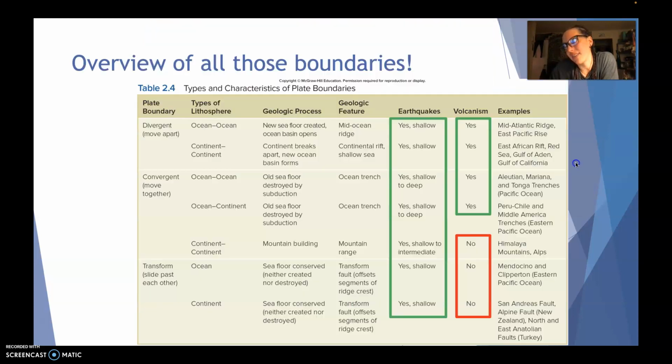The last thing I want to end us on real quick is this table that's in your book, which really nicely, I think, separates out these ideas of the plate boundaries, the types of lithosphere they're on. But what I really want you to pay attention to are these boxes that I have overlaid here. So these green boxes indicating earthquakes are present at all plate boundaries, but volcanoes are not present at all plate boundaries. So that is a very important point with all of that.